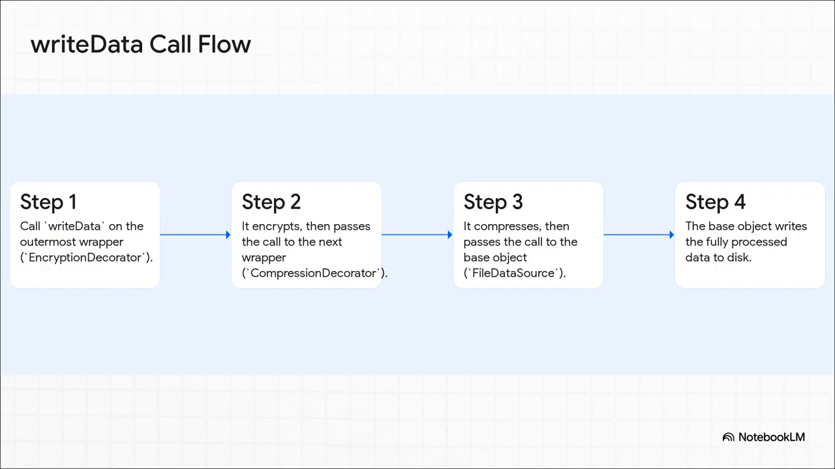So let's trace what happens when you want to write some data. Your client code just calls write data on the outermost wrapper, which is our encryption decorator. It does its encryption job, and then it delegates the call down to the object it's wrapping, the compression decorator. That guy does its compression thing, and then passes the call down to the base file data source, which finally writes the fully processed, compressed, and encrypted data to the disk. The call just tunnels through the layers, and each layer adds its own value along the way.